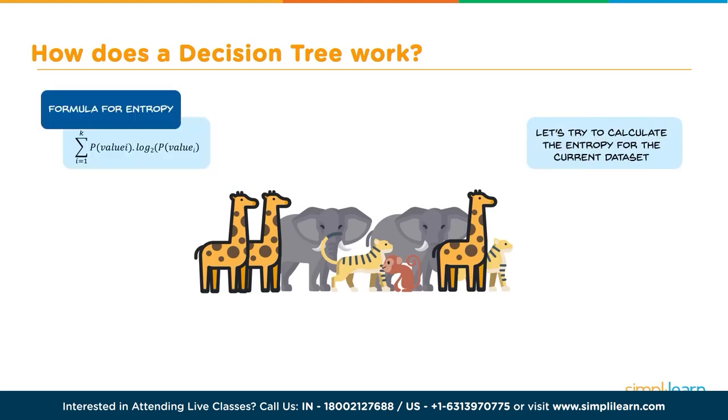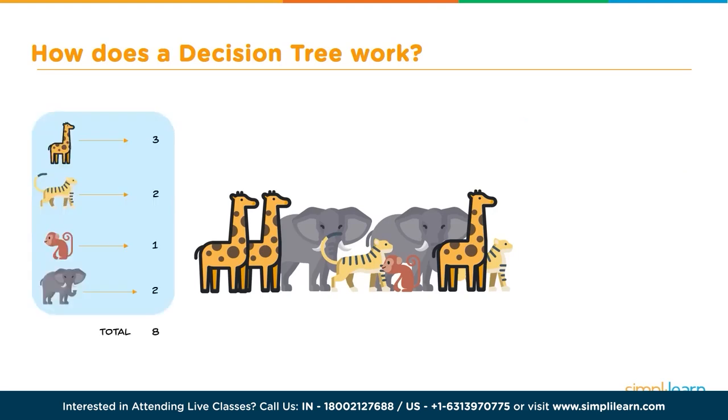So the formula for entropy is the sum, that's what this symbol looks like, kind of like a funky E, of i equals 1 to K. K would represent the number of the different animals in there, where P of i would be the percentage of that animal, times the log base 2 of the same percentage of that animal. Let's try to calculate the entropy for the current data set and take a look at what that looks like. And don't be afraid of the math. You don't really have to memorize this math. Just be aware that it's there and this is what's going on in the background. And so we have 3 giraffes, 2 tigers, 1 monkey, 2 elephants, a total of 8 animals gathered.